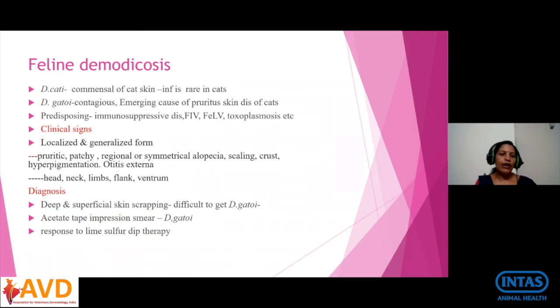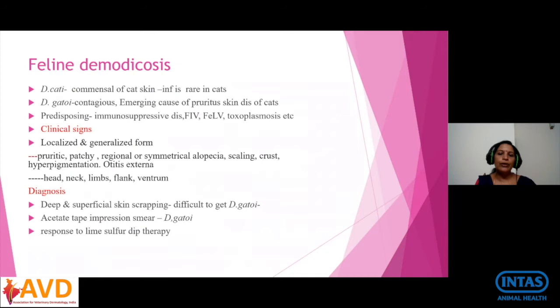And feline demodicosis. Feline demodicosis is caused by Demodex cati and Demodex gatoi. Cati is also a commensal of cat skin, and the infection is rare in cats. Demodex gatoi is contagious and causes pruritic skin disease of cats. Predisposing factors are immunosuppressive disease or drugs, feline immunodeficiency virus, feline leukemia, and toxoplasmosis, all of which can predispose to infection.